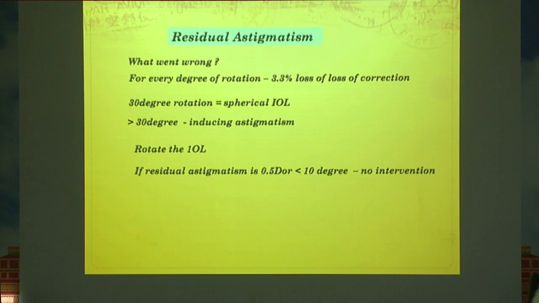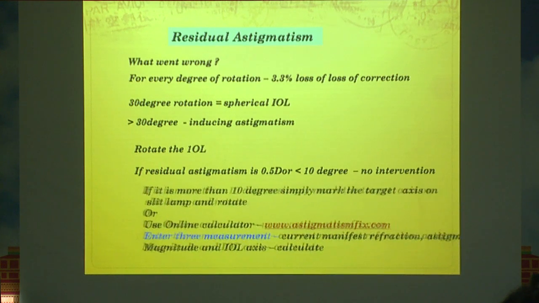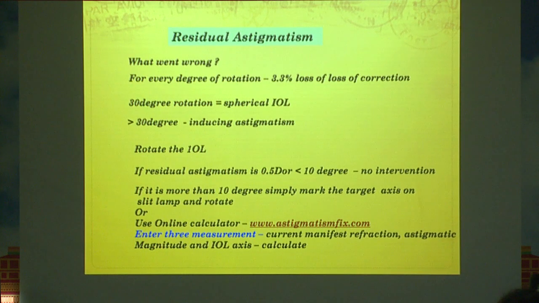Rotate the IOL if residual astigmatism is 0.5 diopter or less, or the misalignment is less than 10 degrees; no intervention is required. If it is more than 10 degrees, simply mark the target axis on the slit lamp and rotate, or use an online calculator. You enter your data, current manifest refraction, astigmatic magnitude, and IOL axis, and then calculate where and to which side to rotate.